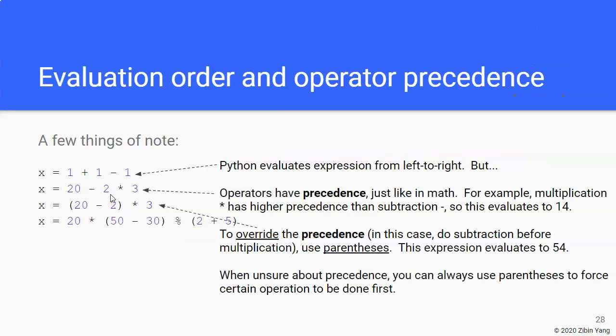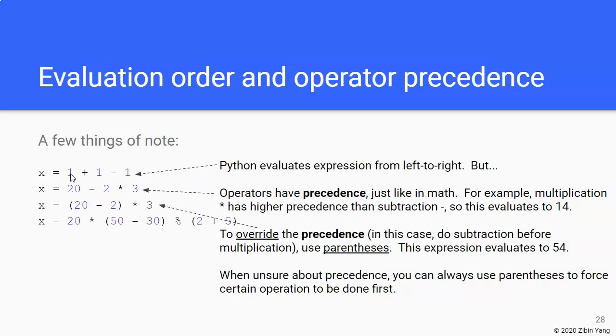A couple of things I want to point out about these more complex arithmetic expressions. First, just as in math, Python evaluates these expressions from left to right. So with the 1 plus 1 minus 1, it will do the 1 plus 1 first, because that's on the left. Then the result is 2, and then it will evaluate minus 1, because minus 1 is to the right. So it goes from left to right.